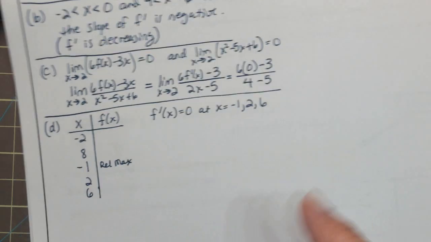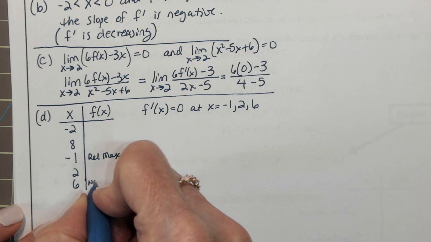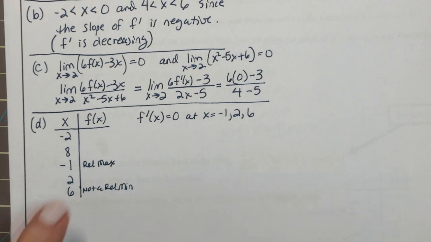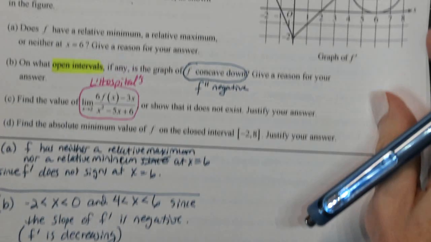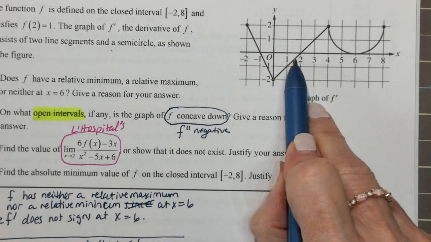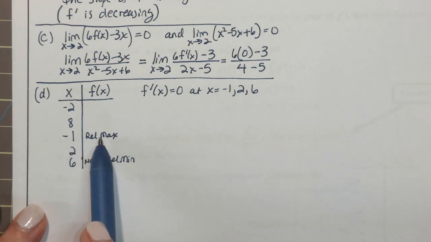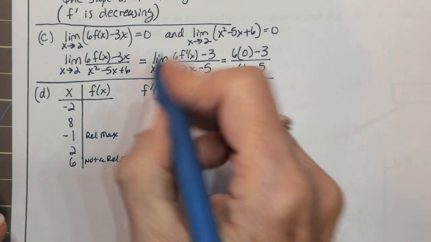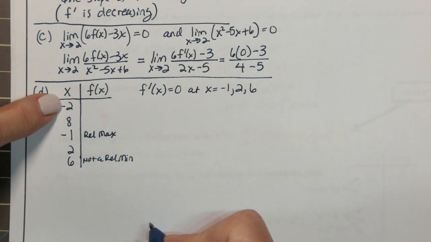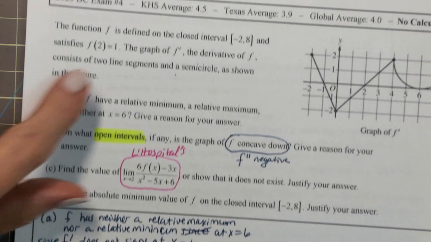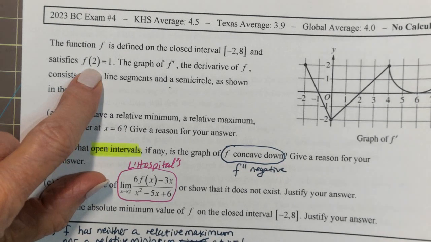No. So not a relative min. The only relative min x value of f is 2, where f prime changes from negative to positive. It would not hurt to complete this using the -1 and the 6, but I already know that those are not going to be my answers. Okay? Alrighty, so now it's time to find f of -2, f of 8, and f of 2. We know f of 2. F of 2 is 1.